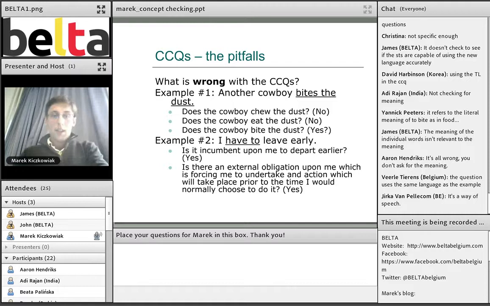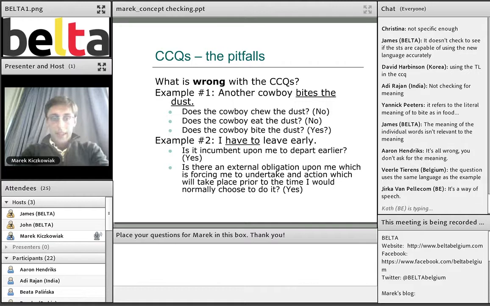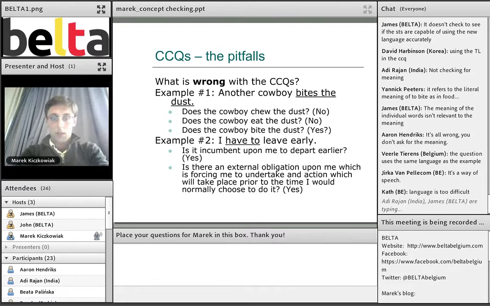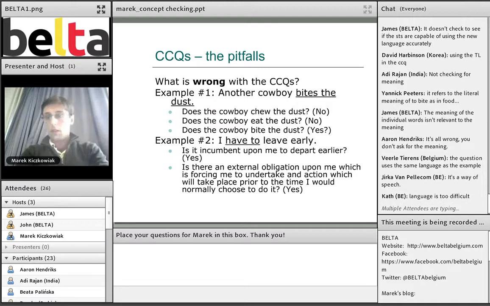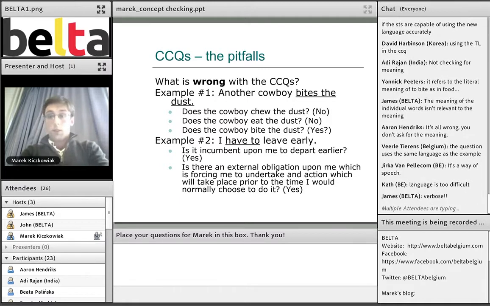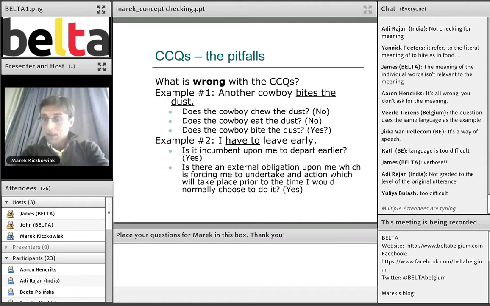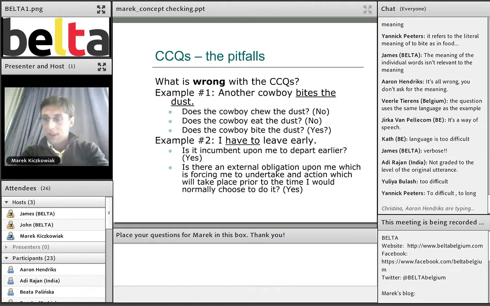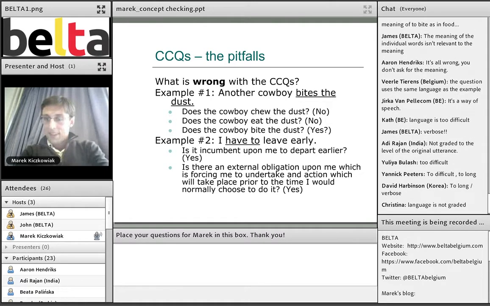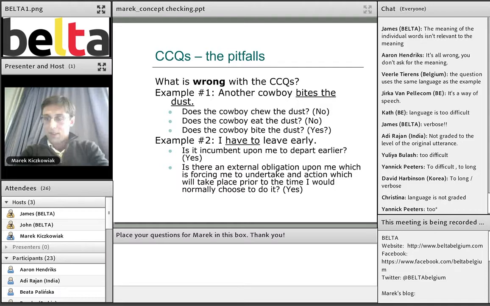Okay, let's look at another one. "I have to leave early," and there are 2 CCQs. Is it incumbent upon me to depart earlier? Is there an external obligation upon me which is forcing me to undertake an action which will take place prior to the time I would normally choose to do it? Language is too difficult, yeah. Verbals, not graded, yeah, too difficult, too long.